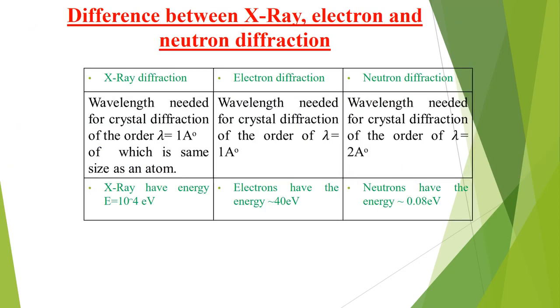Here are some differences between X-ray, electron, and neutron diffraction. In X-ray diffraction, the wavelength needed for crystal diffraction is of the order of 1 angstrom, which is the same size as an atom. And the X-rays have energy equal to 10 raised to power 4 electron volt.